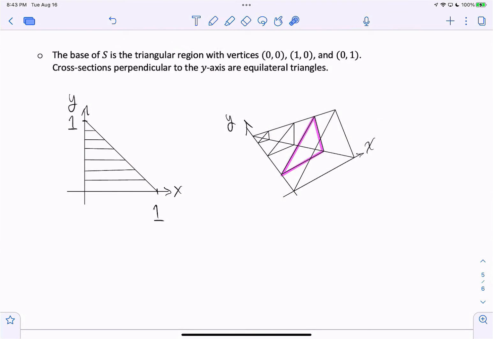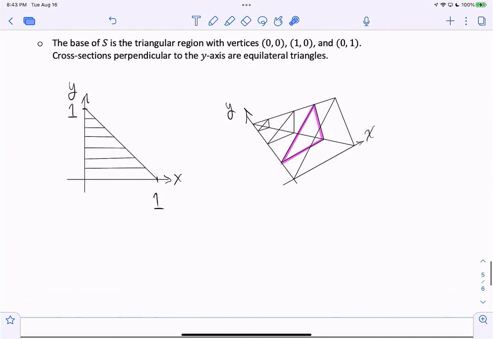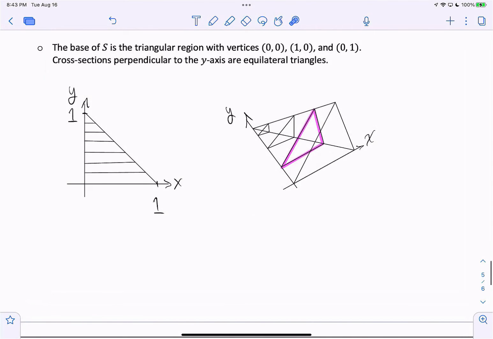Just in case you're challenged by the setup, here's my region: the point (1, 0), the point (0, 1), and the origin. And we're looking at that triangle, and we have these slices that are perpendicular to the y-axis, and then I drew this in perspective. And so we see that cross sections perpendicular to the y-axis are equilateral triangles. So here are my equilateral triangles. Okay, well, they're trying to be.